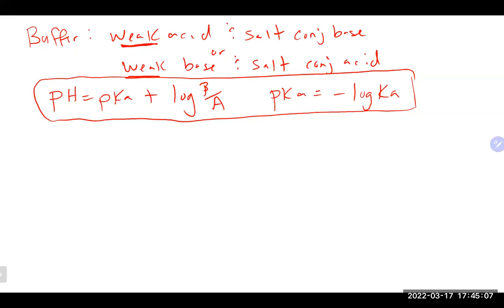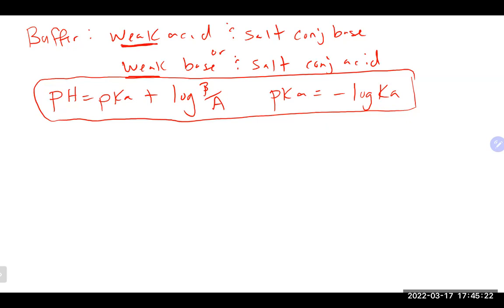You can still do an ice table. The key part, though, if you do an ice table, is that you do have to have an initial concentration on both sides of the arrow for the weak acid and the conjugate base, or the weak base and the conjugate acid. You need to have an initial of both of those.